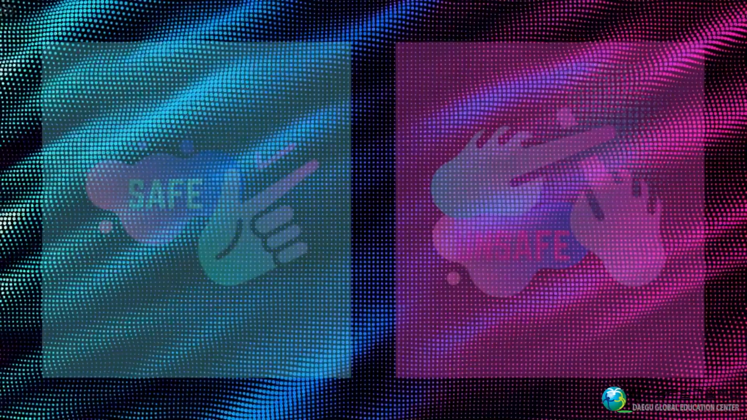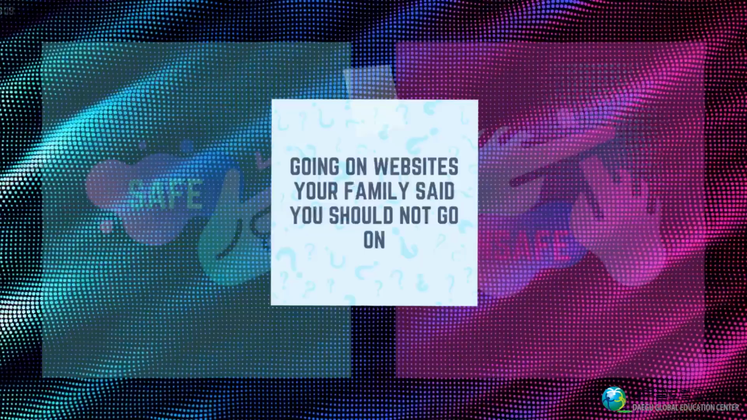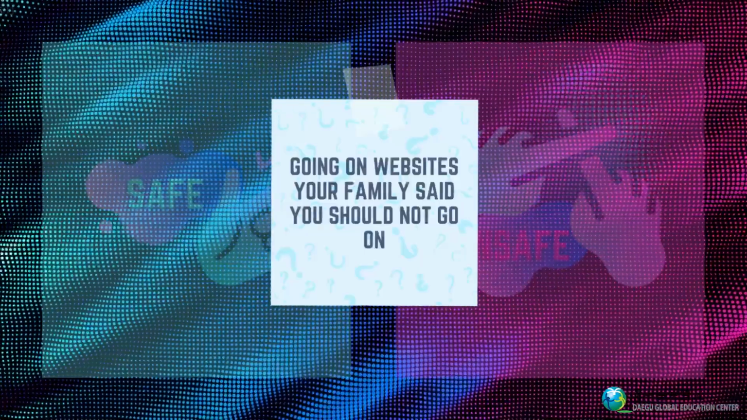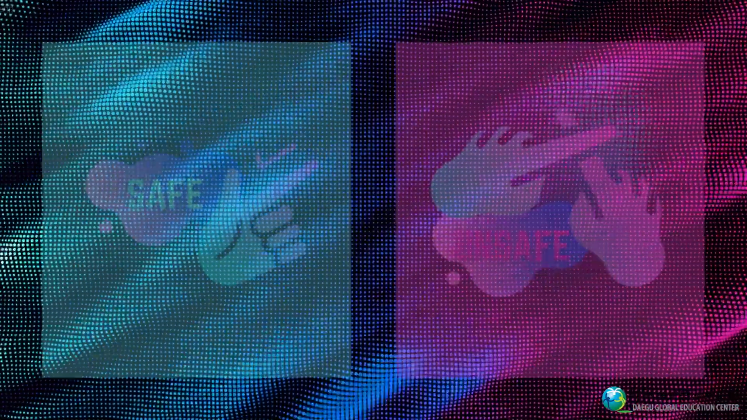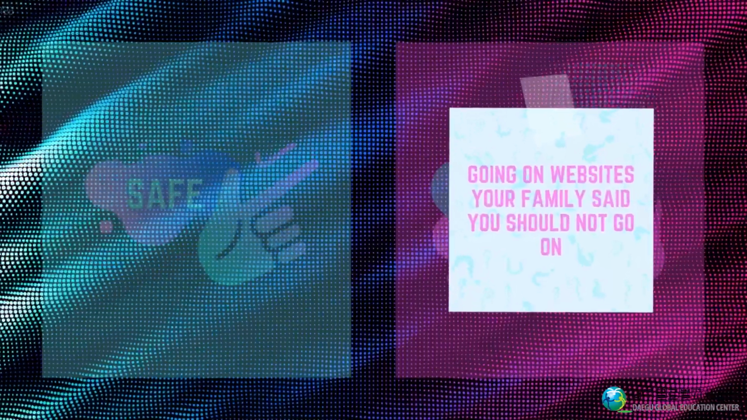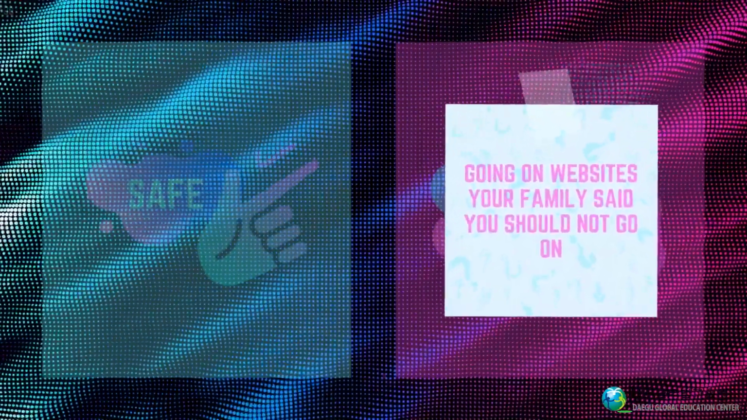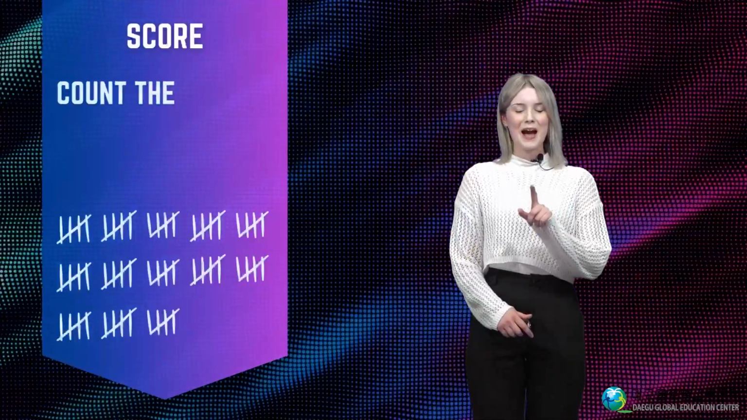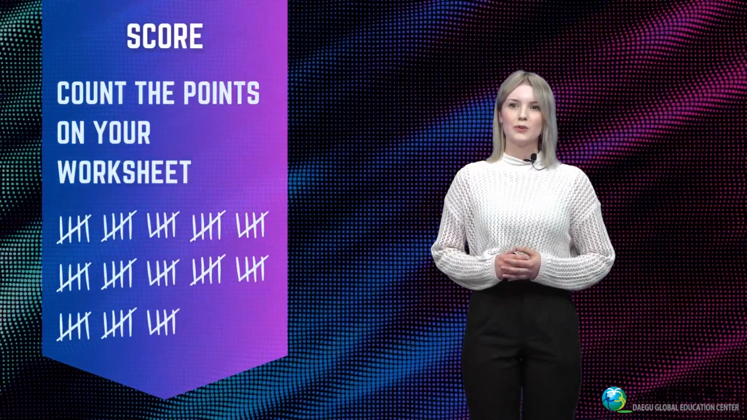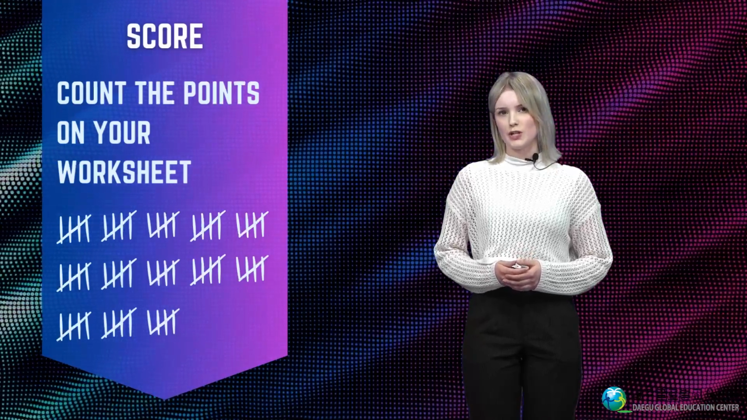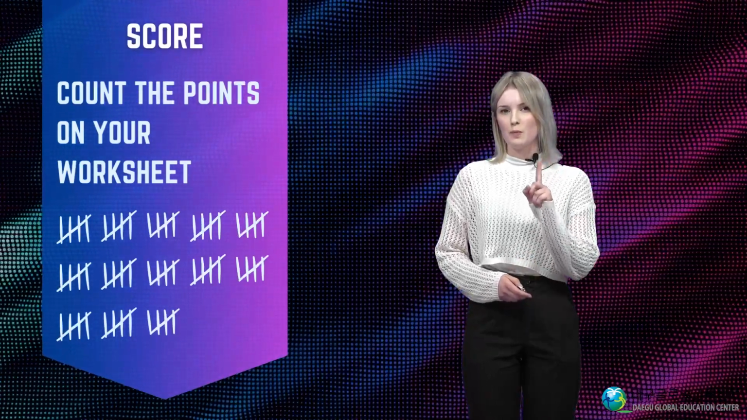Last one. Going on websites your family said you should not go on. This is unsafe because you are using unsafe websites that could put yourself at risk. Okay, how many points did you score? Write down the total score in the top corner of your worksheet. You have 1 minute.